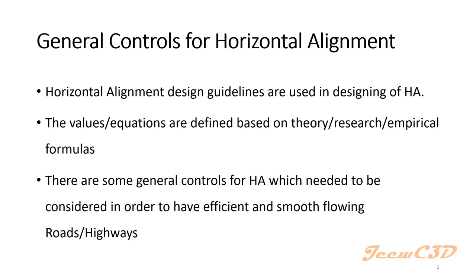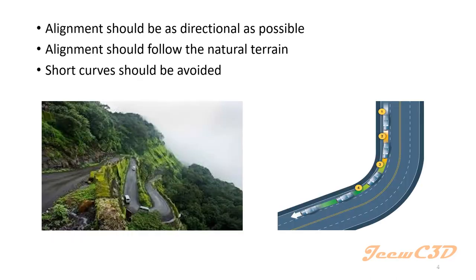In this section, we are looking at the general controls for horizontal alignment. One thing we have to consider is that your alignment, or the road, should follow the natural terrain as far as possible. In this left side image, you can see this is a hilly road, but the road is coming on the contour, so it is following the natural terrain. Then we have to avoid shorter curves as much as possible. We should not use shorter curves in designing the horizontal alignment. Shorter curves make driving uncomfortable.